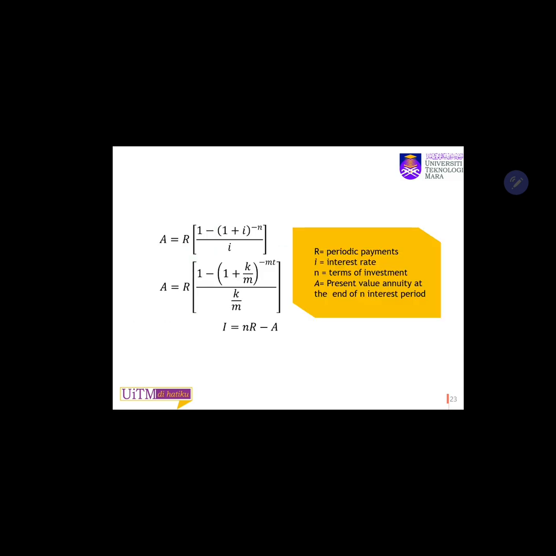Okay, so this is the formula for present value. Please take note we have R here, 1 minus 1 plus i, and here is negative n. Our i is k over m, and negative n is negative mt. The rest is the same as the previous formula. It's just a change of sign. This is the formula for amount of interest: I is equal to nR minus A.